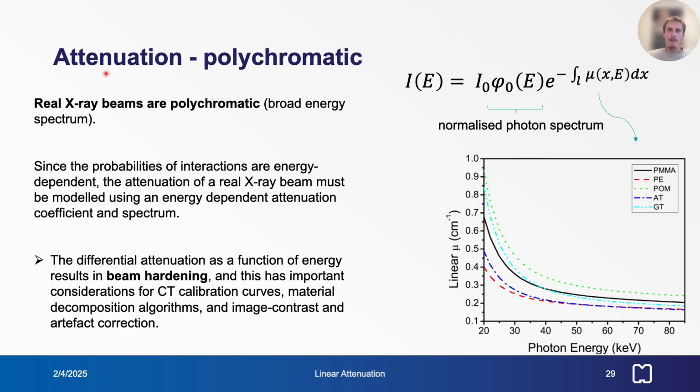Now, circling back to our original definition of linear attenuation coefficient, we stated that this was for a monochromatic beam, so a beam composed of photons of a single energy. However, real X-ray beams are polychromatic. They have a broader energy spectrum. And since the probabilities of interaction are energy dependent, the attenuation of a real X-ray beam has to be modeled using an energy-dependent attenuation coefficient and spectrum, as given here, with the attenuation coefficients as a function of energy for different plastic materials being shown in this diagram.